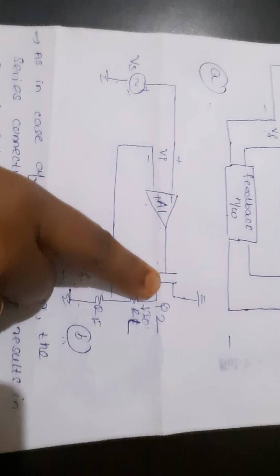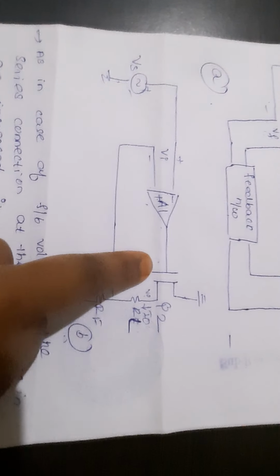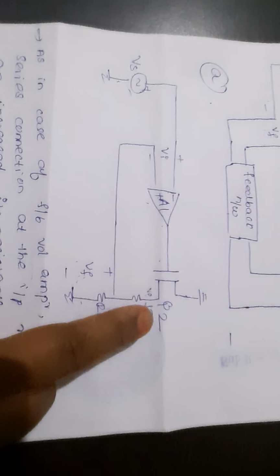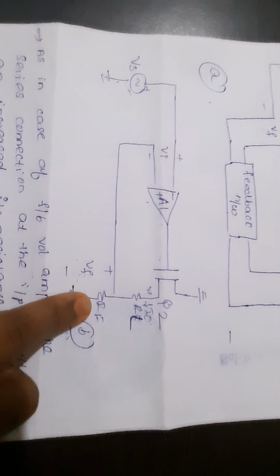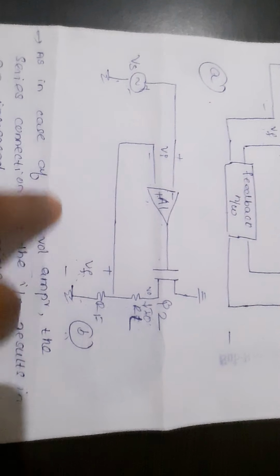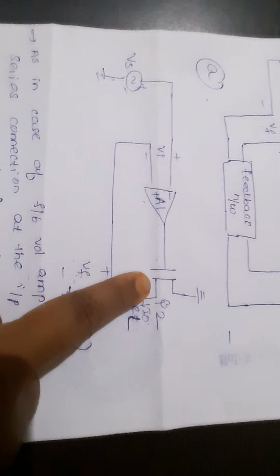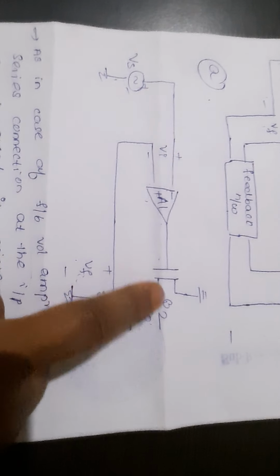Now it also consists of a common source stage Q2. Vs is given to the inverting terminal. The output voltage V0, which is potentially divided between RL and RF, which generates Vf, is given to the non-inverting terminal of the op-amp, and then this is given to the common source stage Q2.